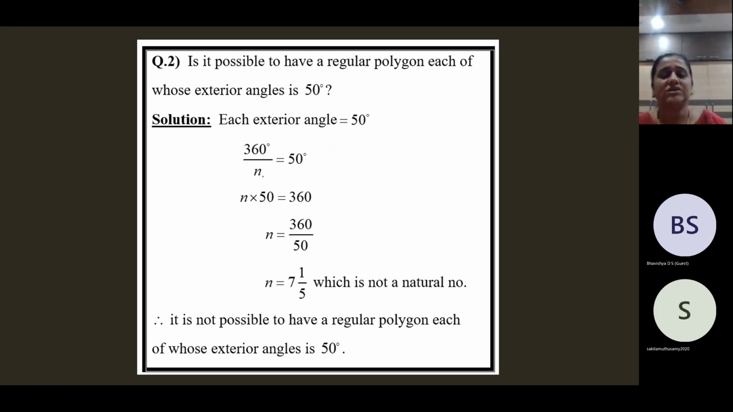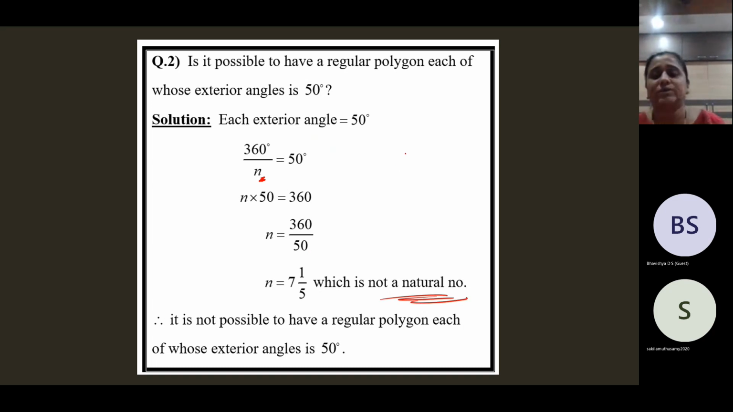360 by n. So 360 by n is equal to 50 degrees. Now cross multiply. n into 50 is equal to 360. n is equal to 360 by 50. n is equal to 7 1 by 5, which is not a natural number.